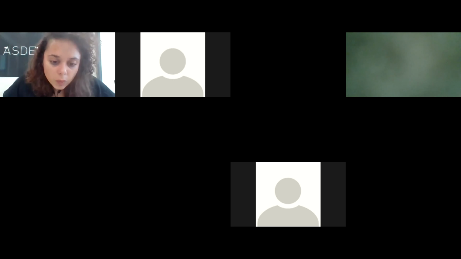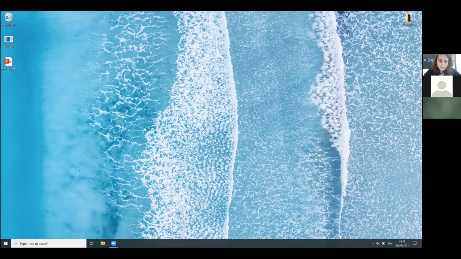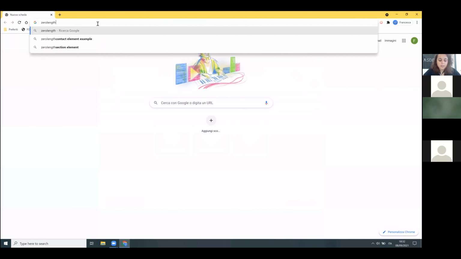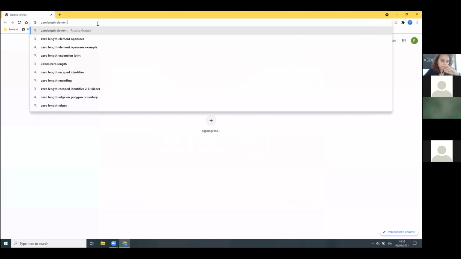Okay, so let me share my screen. You're talking about the zero length element, OpenSees wiki.